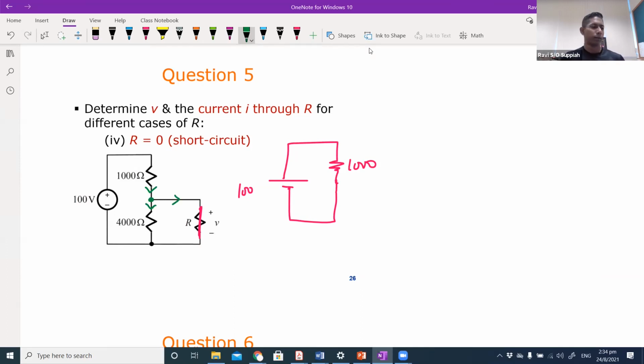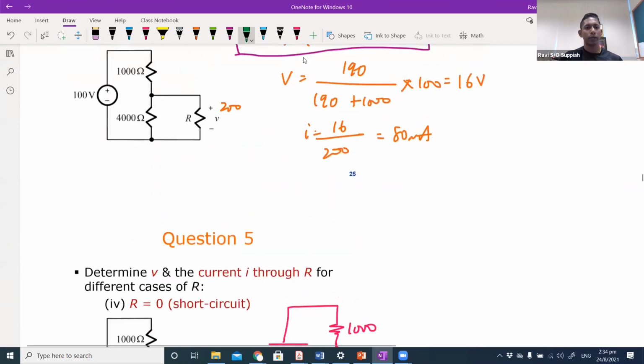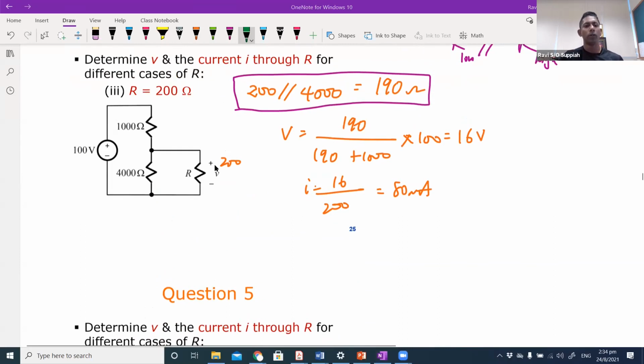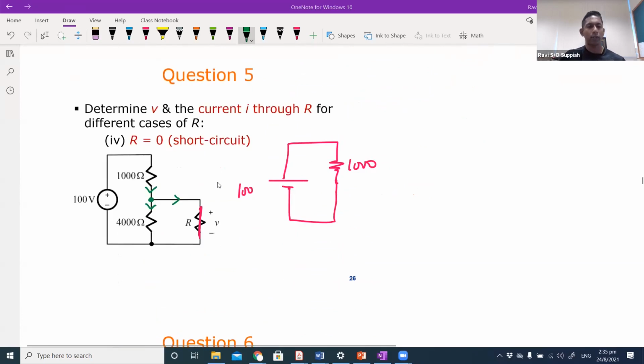You always have to remember this very simple rule: current will always take the easiest path to get back to the closed loop. So when it sees two pathways of 4000 ohm and a short circuit, it will always take the short circuit. It is the same concept as when you have two resistors, one very high and one very low. More current is going to flow in the lower resistance compared to the higher resistance. So this 4K resistor will be totally bypassed.